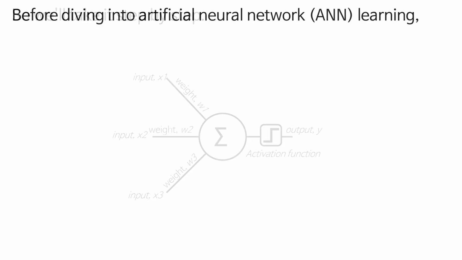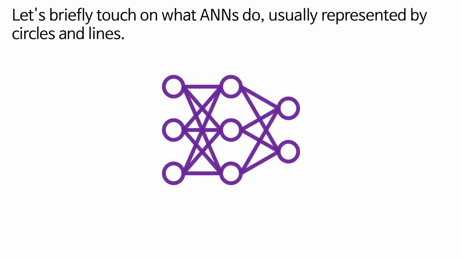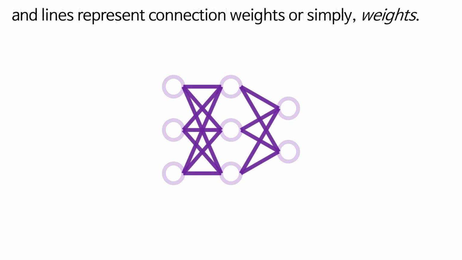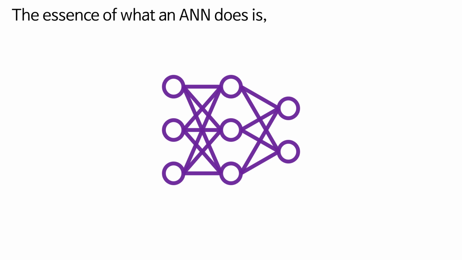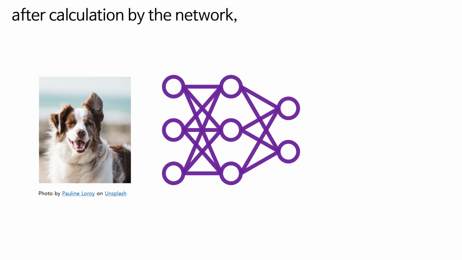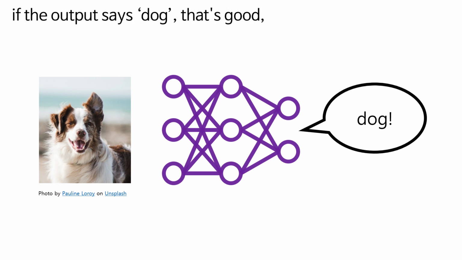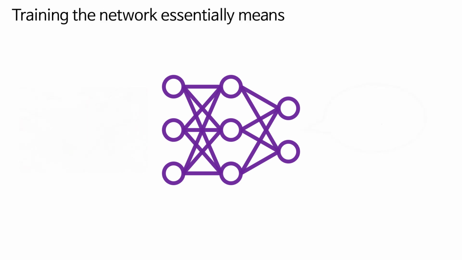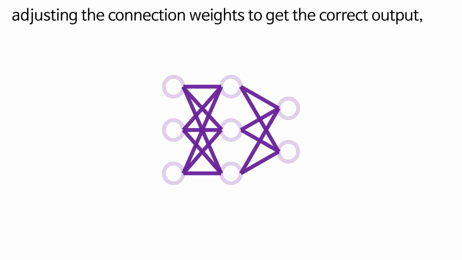Before diving into artificial neural network learning, let's briefly touch on what ANNs do, usually represented by circles and lines. Here, circles represent artificial neurons or nodes, and lines represent connection weights, connection strength, or simply, weights. The essence of what an ANN does is, based on a certain input, after calculation by the network, if the output says dog, that's good, but if it says cat for this input, then we need to train the network. Training the network essentially means adjusting the connection weights to get the correct output, which is what neural network learning is all about.